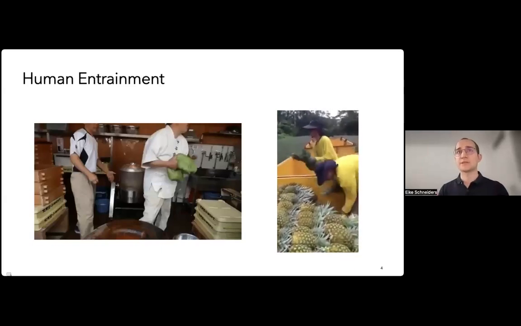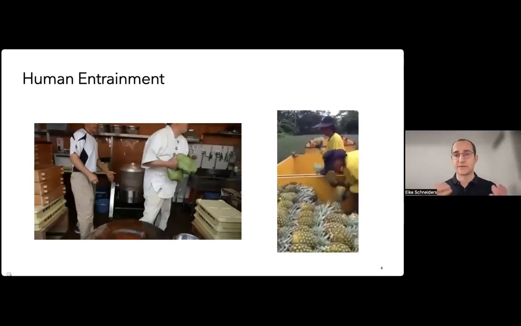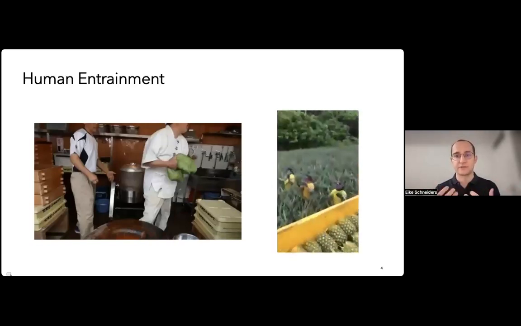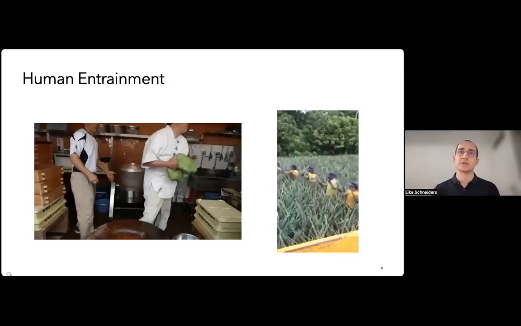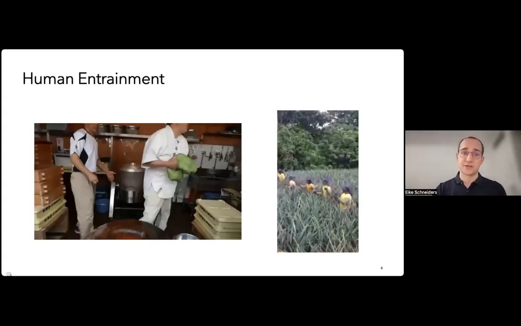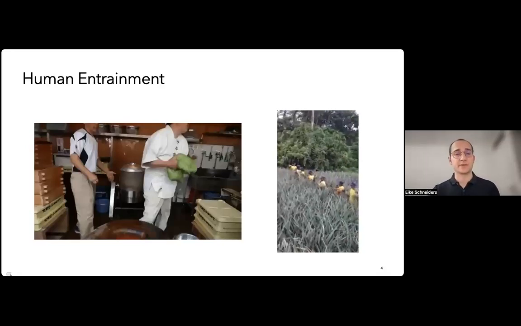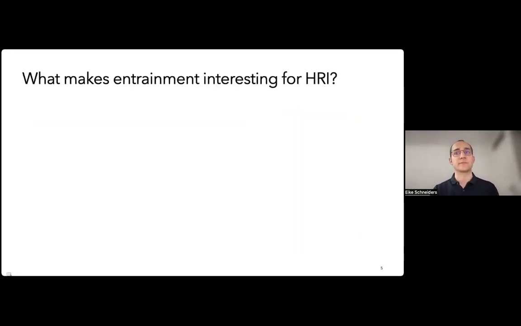And if even one person breaks this rhythm and falls out of the entrainment, falls out of the temporal synchronization, the entire collaboration is at risk of breaking down. So this leads me to the question, why should we as HCI or HRI researchers care about entrainment? What makes entrainment interesting for the context of HRI?